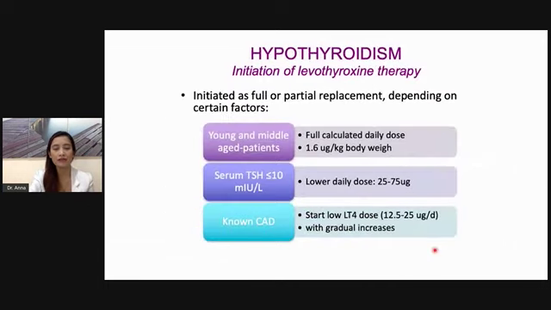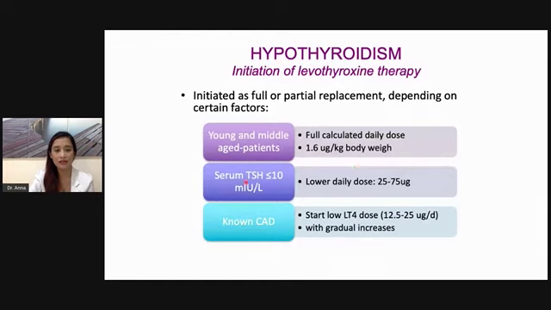Okay, so how do we treat patients with hypothyroidism? Very easy. You only have one drug to remember. It's your levothyroxine or your synthetic T4. No, it could be initiated as full or partial replacement depending on certain factors. If your patient is young, middle-aged, we give the patient the full calculated daily dose, which is 1.6 per kilogram body weight. So I usually ask this in the exam. I ask the patients to compute the calculated dose that the patient requires.